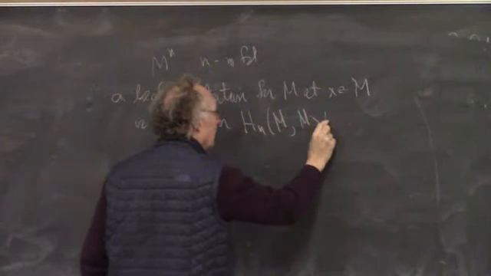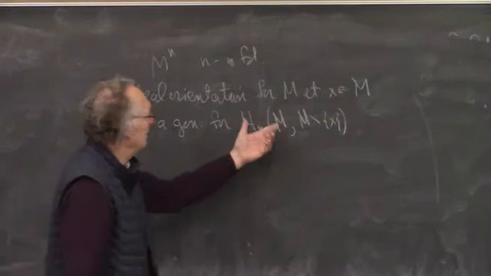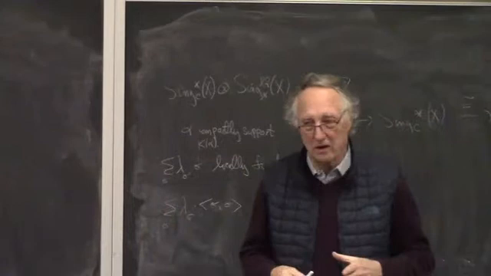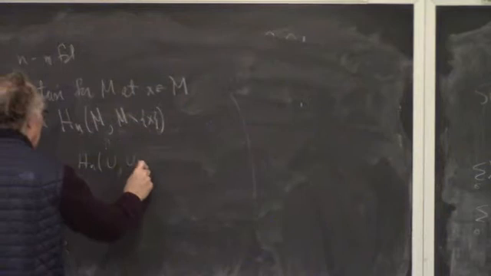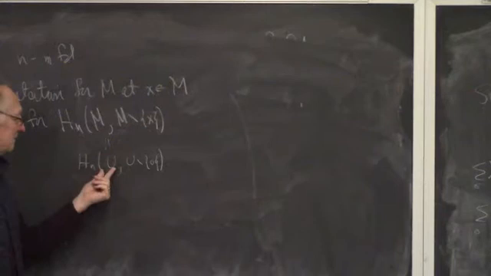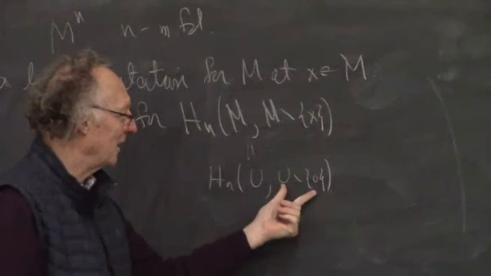This point has some neighborhood that's homeomorphic to an open ball in R^n, with the point being the origin. By excision, this homology is then the homology of the open ball U, coming in minus the origin. And by the long exact sequence of the pair, the reduced homology of U is trivial. The reduced homology of this thing is the same as the homology of the sphere.